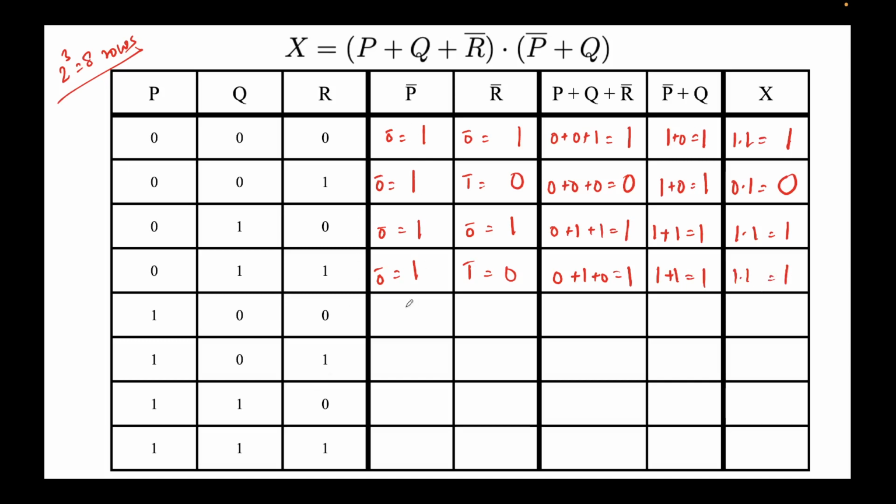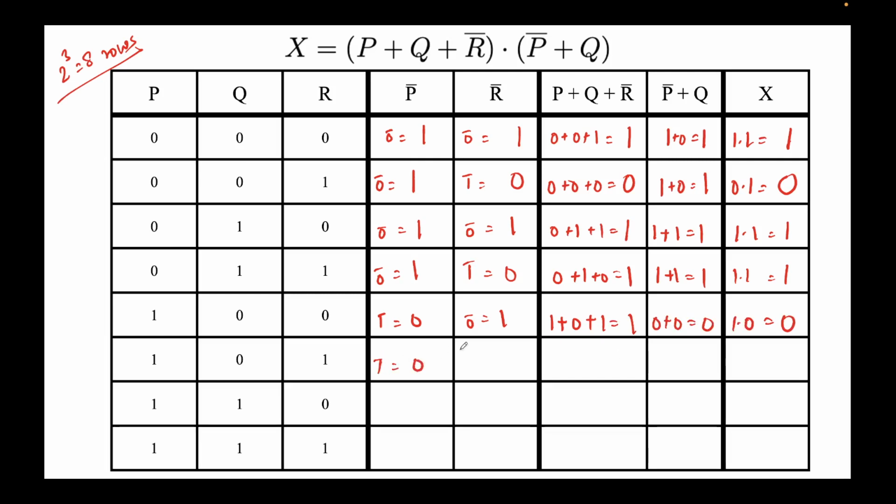Alright. Now let's evaluate P bar again. The value of P is 1, so 1 bar will come out to be 0. R is 0, 0 bar will turn out to be 1. P plus Q plus R bar: this is 1 plus 0 plus R bar, which is 1. So this will turn out to be 1. P bar is 0, Q is 0, so this will turn out to be 0. 1 times 0 is nothing but 0.